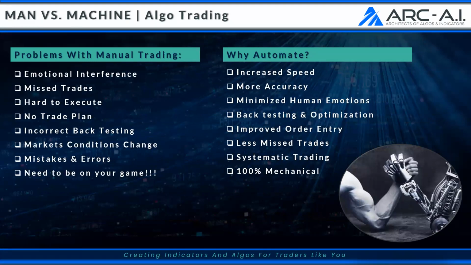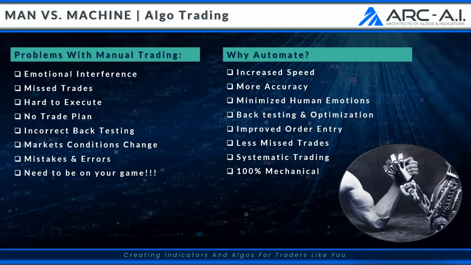But man versus machine, you can't see everything. You can't take every trade. You're never going to be 100%. Of course, you've got emotional interference. I know none of us have ever been frustrated trading or felt fear of missing out. You miss a trade, or maybe things are hard to execute, or you don't have a trade plan, or even if you do, you don't follow it. So it doesn't really matter if you have it. I know none of us have ever broken our rules before either.